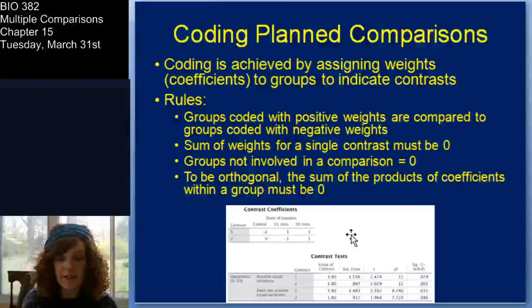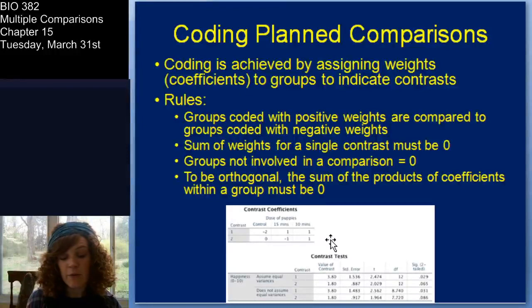The sum of the weights for a single contrast must be 0. So what that means is if you come across in the columns, your control is -2, plus 1, that's -1, and plus another 1 is 0. And as we go here, 0 minus 1, there's -1, and then that goes to 0. So the sum of the weights for a single contrast, which is basically your rows, is 0. It has to be 0 to be orthogonal. The last rule is that to be orthogonal, the sum of the products of the coefficients within a group must be 0. Okay, that's not even hard.